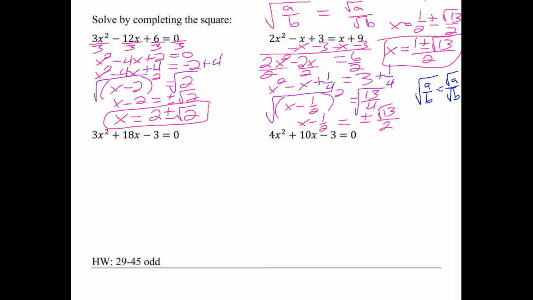We need to get the x squared term to be just x squared. Yes. It doesn't matter if it's a GCF or not. It must be just x squared. So we have no choice. We have to divide everything by 3. All right, so what does that give us? ...-1 equals 0. Okay, now what?